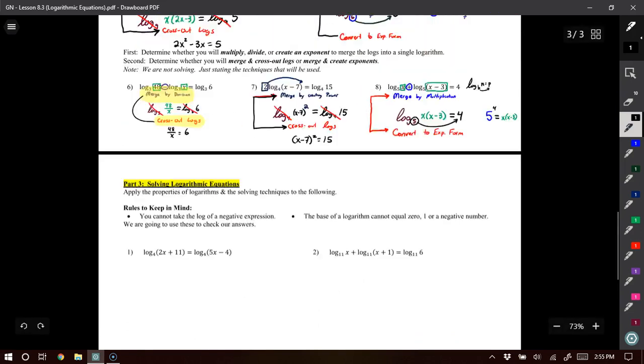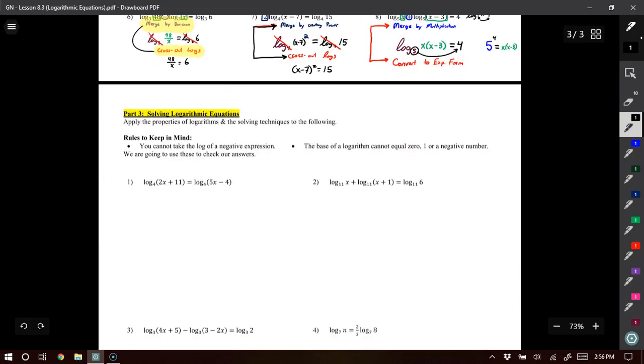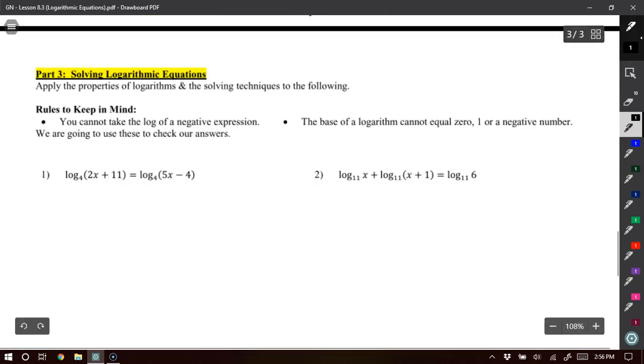So we're going to do the stuff that we ended part 2 with. We're going to actually finish the problems. So we're going to apply the properties of logs and we're going to solve them. And we're going to take our time. We're going to figure out what we have.